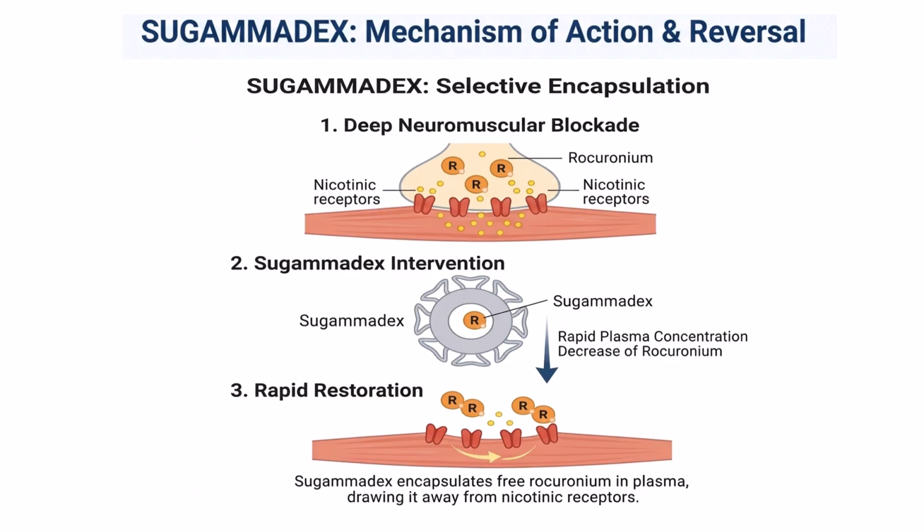Sugammadex is a modified gamma-cyclodextrin that rapidly reverses aminosteroid neuromuscular blockers, particularly rocuronium, by selectively encapsulating free drug molecules in the plasma. This lowers the plasma concentration of rocuronium, drawing it away from nicotinic receptors at the neuromuscular junction and rapidly restoring neuromuscular transmission, even after deep blockade. Unlike neostigmine, Sugammadex binds the drug directly rather than increasing acetylcholine levels, avoiding muscarinic side effects such as bradycardia, excessive salivation, and bronchial secretions.